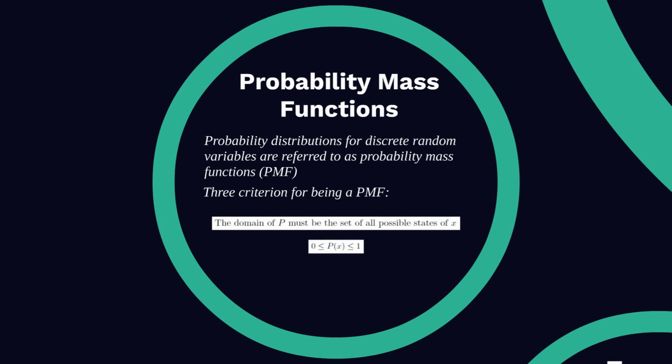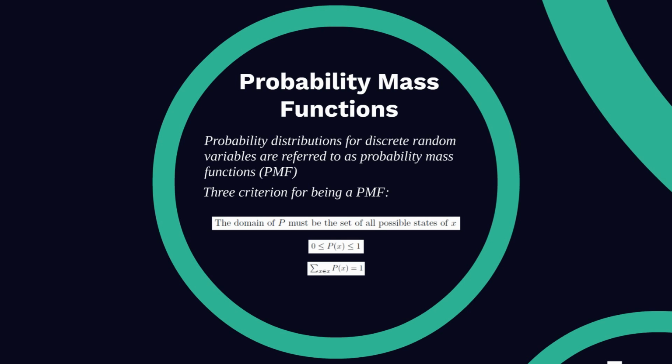Secondly, 0 is less than or equal to P of x, which is also less than or equal to 1, for all states. So in probability, 0 here is going to represent an impossible state. 0, there's a 0% probability of that state taking on that value. And then in contrast, we have a 1. This would be a 100% probability of having that particular state. So as a result, we have to maintain our probability distribution between 0 and 1.